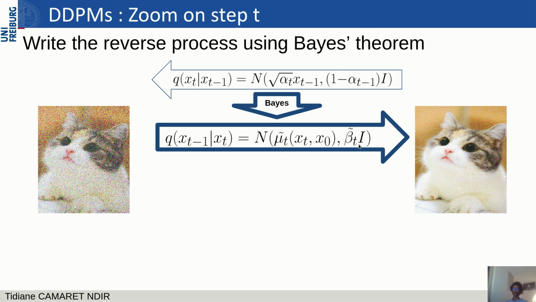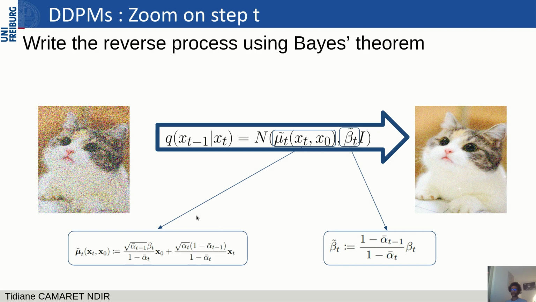So now the two processes that we want to compare go in the same direction. So it's easier to compare them. So here are the formulas for mu tilde t and beta tilde t. So we know that the mean depends not only on xt but also on x0. This is actually a requirement for the distribution to be tractable. But remember that it's fairly easy to make a direct link between xt and x0, to express xt given x0 and x0 given xt. So we will be able to use that later when we want to further derive equations.